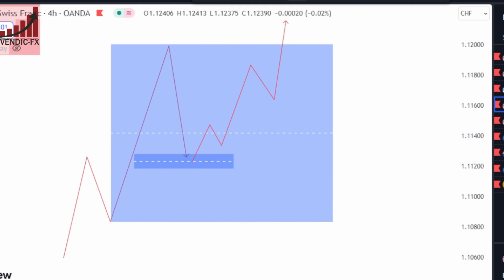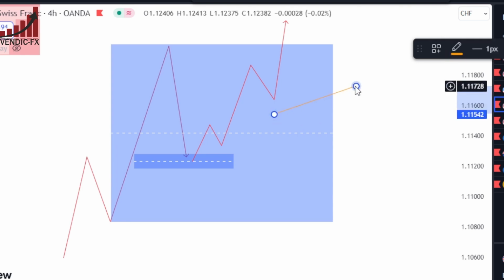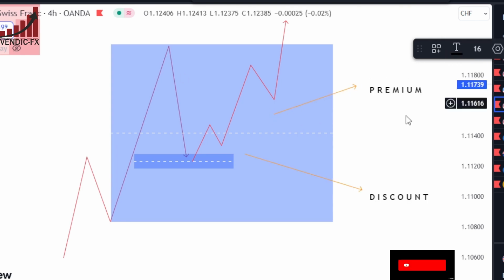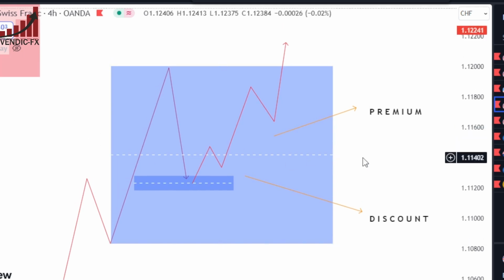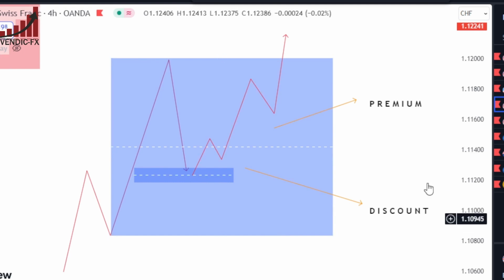You can decide to label this. So let's label this. This is how it is, per diagram. This is a discount and this is a premium. It's as simple as that. If you get below the 50% equilibrium state, you tend to see a discount. So this downside is the discount and the upside is the premium.